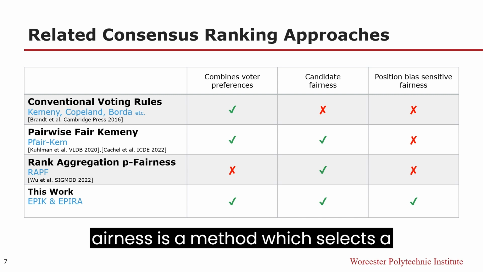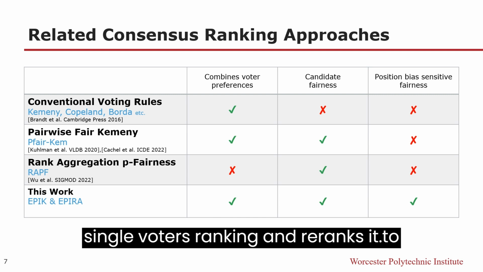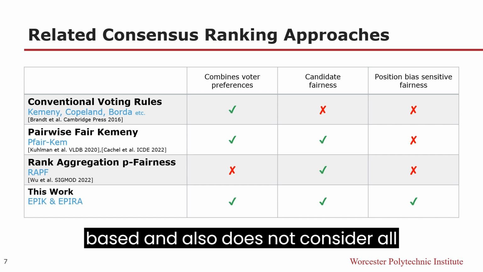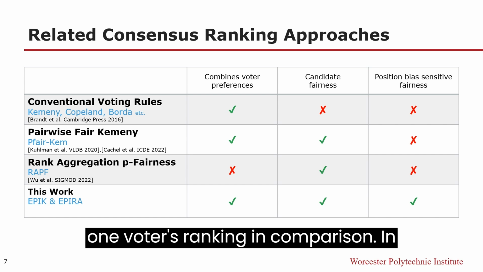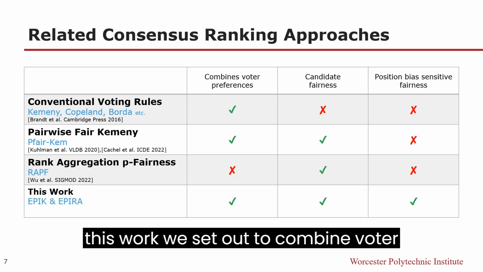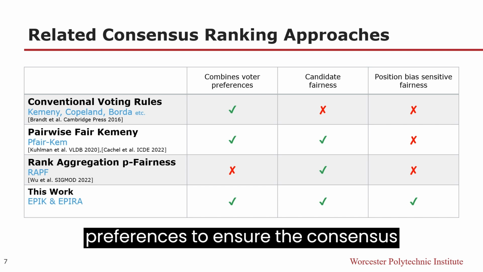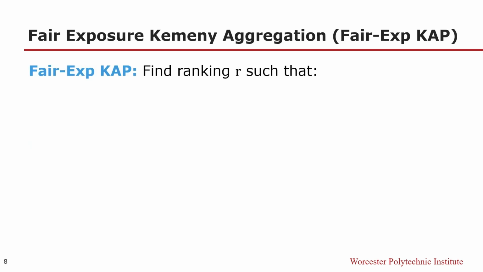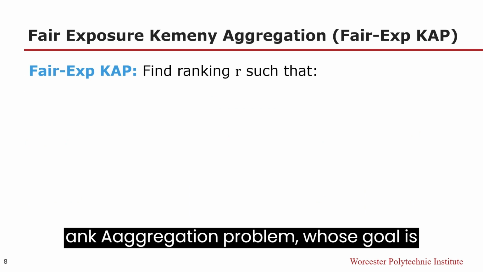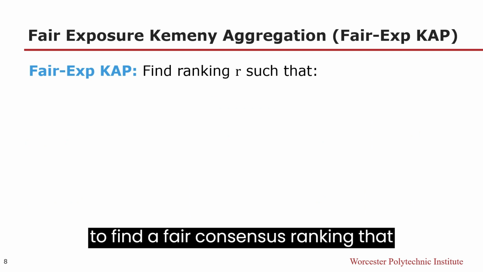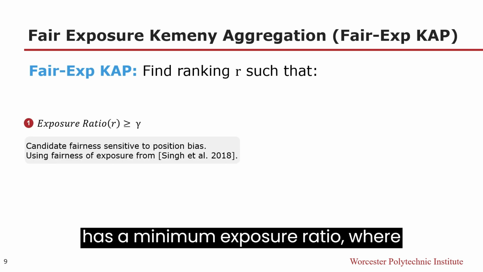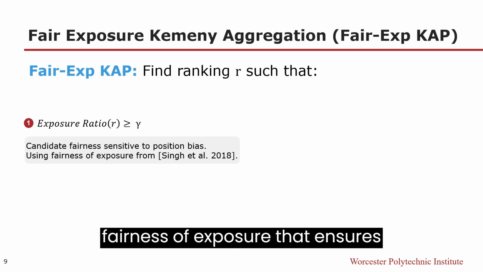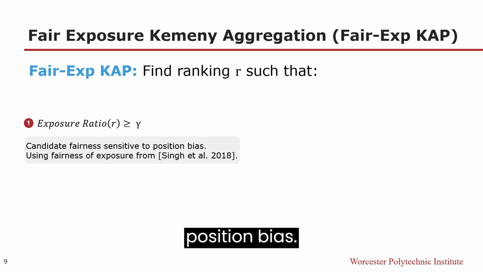Additionally, rank aggregation p-fairness is a method which selects a single voter's ranking and re-ranks it to be fair. Its fairness is representation-based and also does not consider all voter preferences since it only selects one voter's ranking. In comparison, in this work, we set out to combine voter preferences to ensure the consensus ranking is fair towards ranked candidates when accounting for position bias. In the paper, we introduced the fair exposure Kemeny rank aggregation problem, whose goal is to find a fair consensus ranking that has a minimum exposure ratio, where exposure ratio is a metric using fairness of exposure that ensures candidate fairness in the presence of position bias.